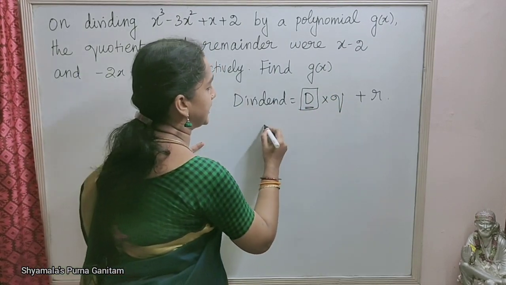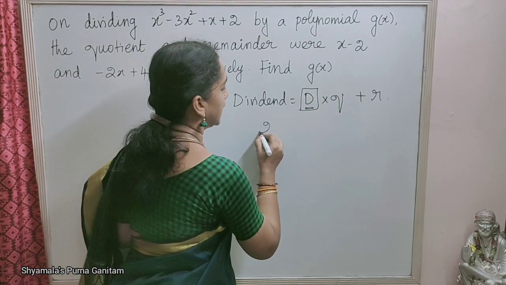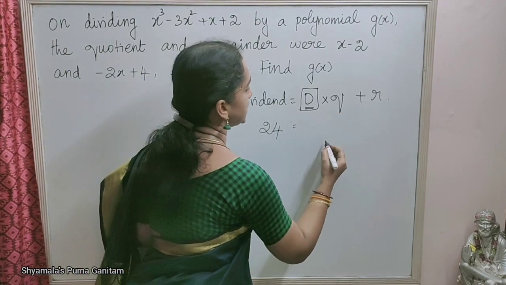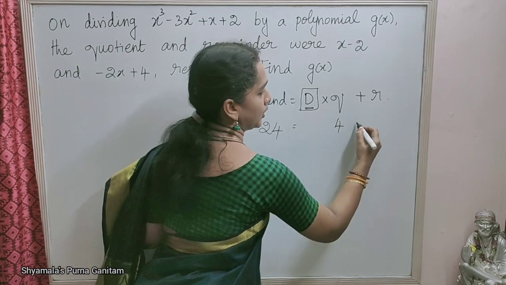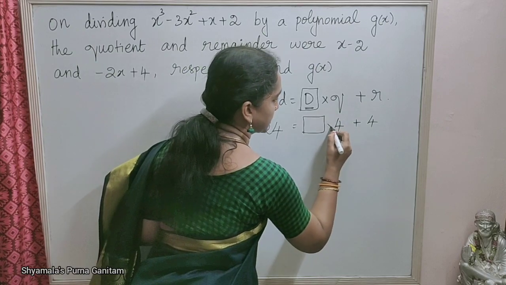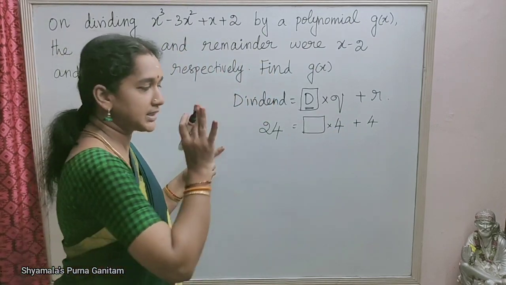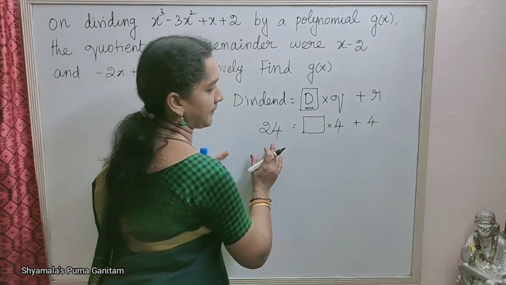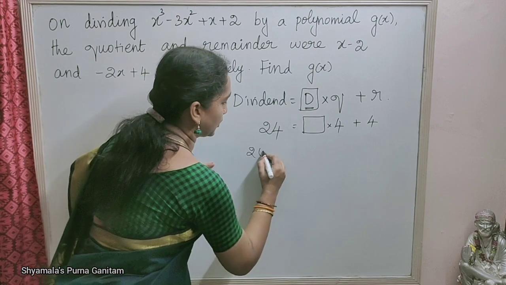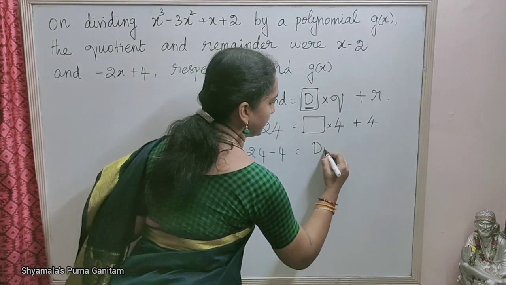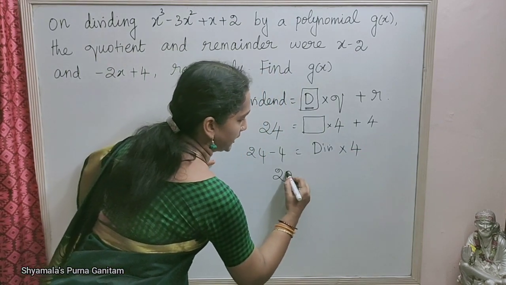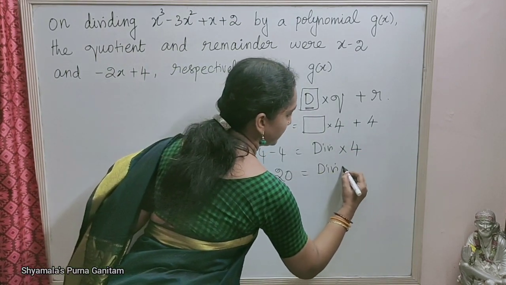Okay, so the dividend is given as 24. Quotient is given as 4, plus remainder is given as 4. So you have to find this one. How will you find this? First thing is you will subtract the 4 from the 24. That is 24 minus 4 is equal to divisor into quotient. So when you subtract this, you will get 20. 20 is equal to divisor into 4.